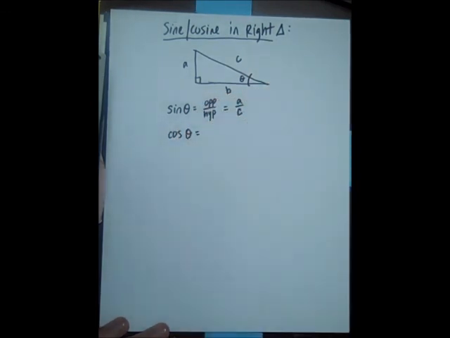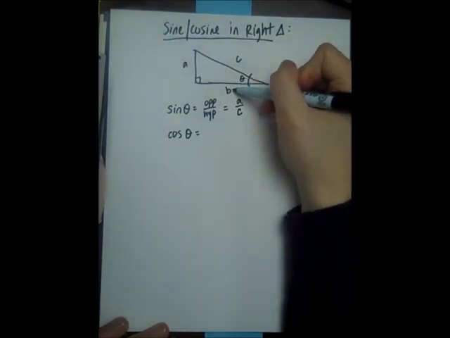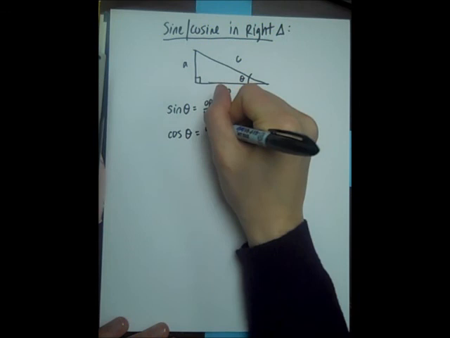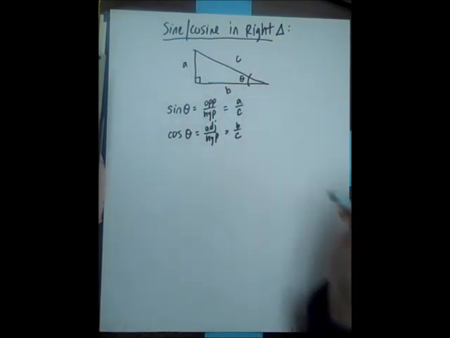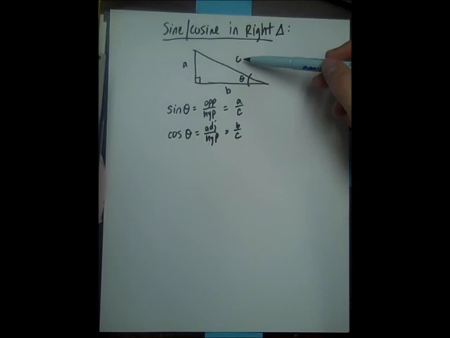Cosine of my angle. Cosine of theta is adjacent over hypotenuse. So here's the adjacent, that would be B over my hypotenuse, so B over C. So anytime you have an angle in a right triangle, sine is always the opposite side over the hypotenuse, and cosine of this angle is adjacent over hypotenuse.